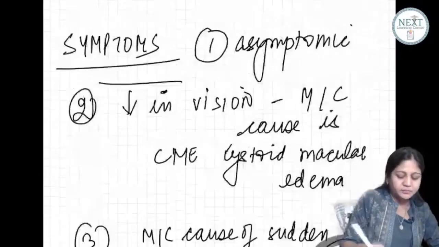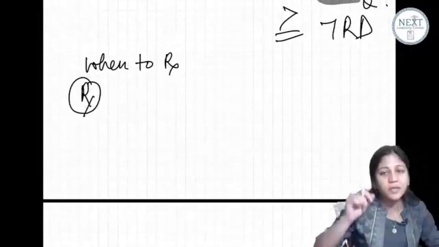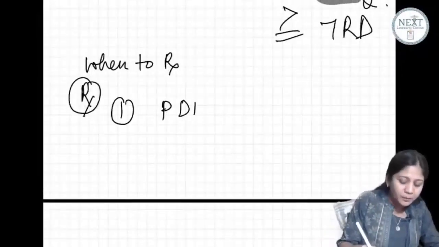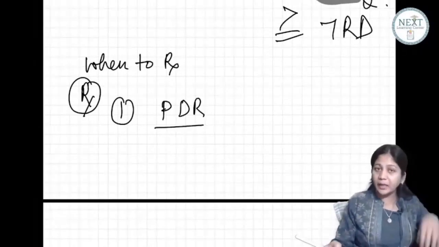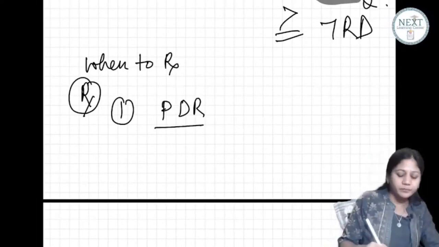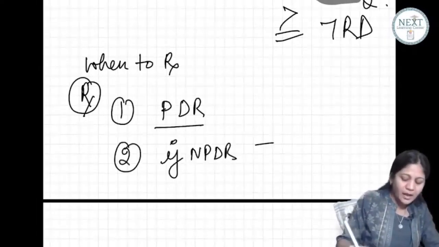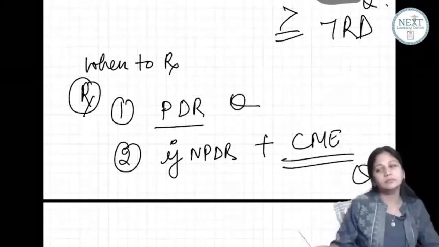When to treat. As you know, there are complications of every treatment modality. So first, treat when you have a PDR. If you see a proliferative change, it can complicate, so you treat. Next, you treat if NPDR has a cystoid macular edema. ठीक है?